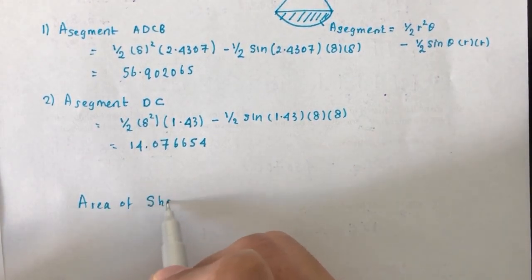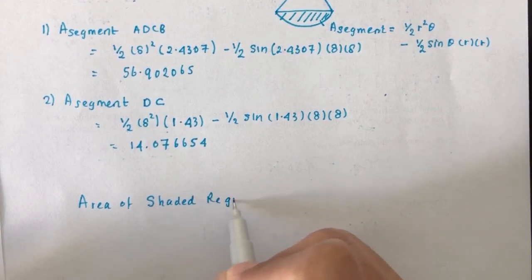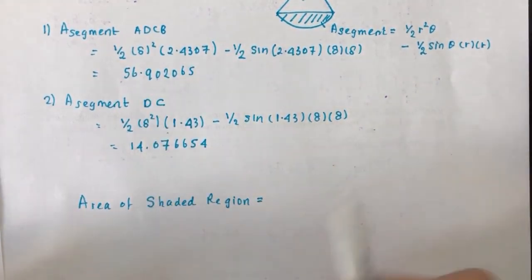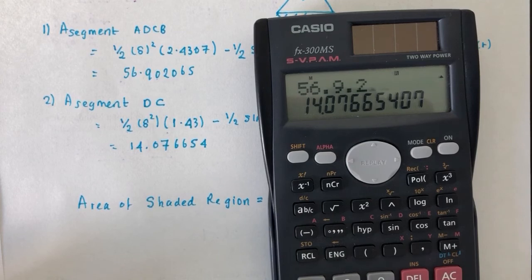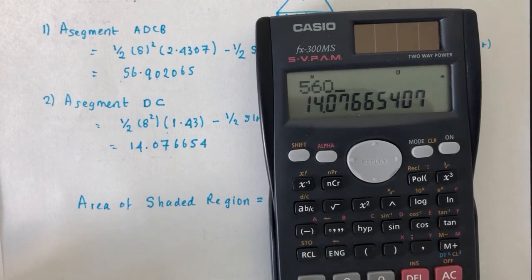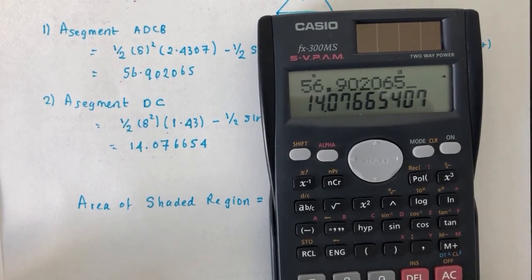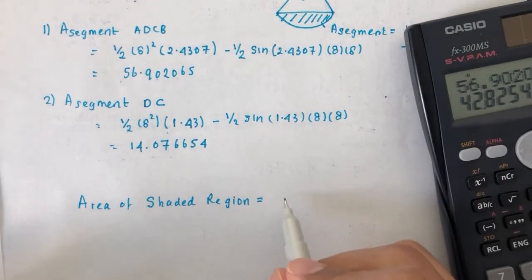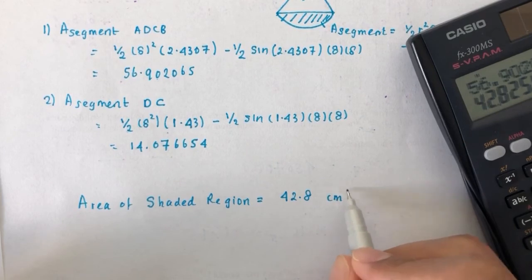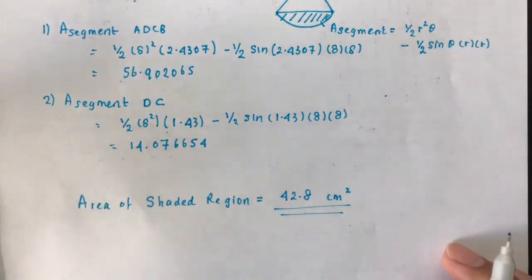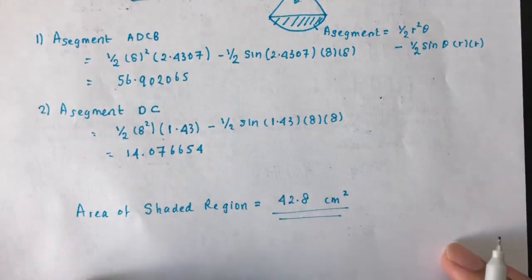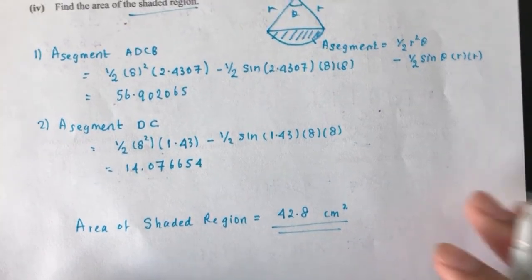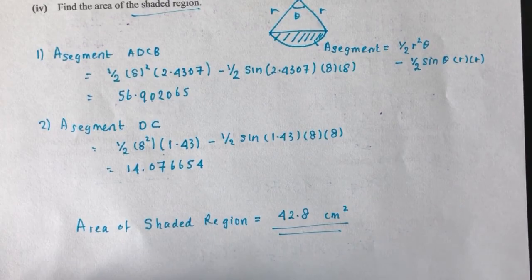Now, to find the area of the shaded region, it is equal to this minus this. So let's do this. 56.902065 minus the answer, that will be 42.8 centimeters squared. So this is your answer for question number 10. It is pretty easy, but you just have to do it step by step and not get confused. So step by step, you'll find this as your answer.